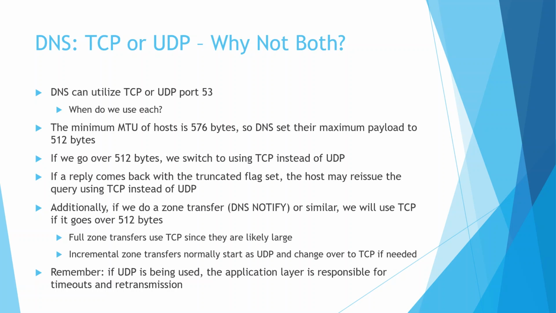So DNS, TCP or UDP? Well, why not both? So DNS, like I said before, can leverage TCP or UDP on port 53. And so when do we use each? Well, I also said that the minimum MTU of hosts is going to be 576 bytes. So DNS set their maximum payload via UDP to be 512 bytes. If we go over 512 bytes, then we're going to switch to using TCP instead of UDP.